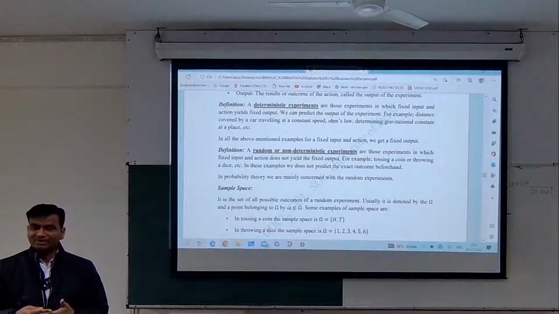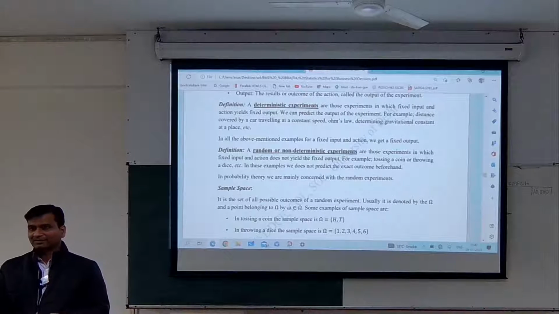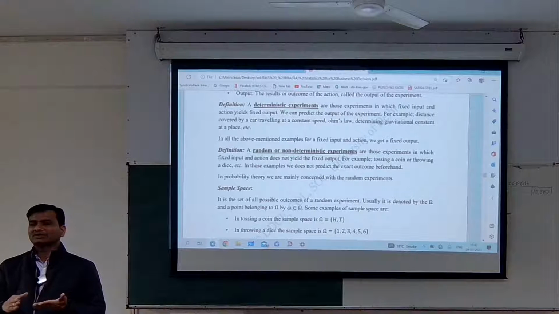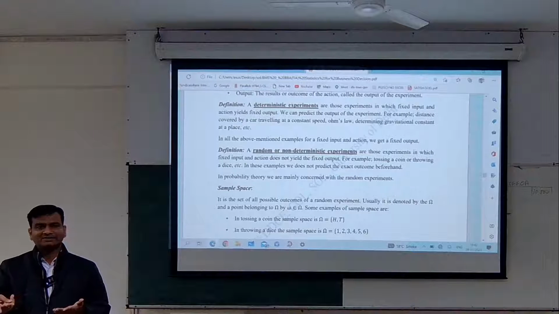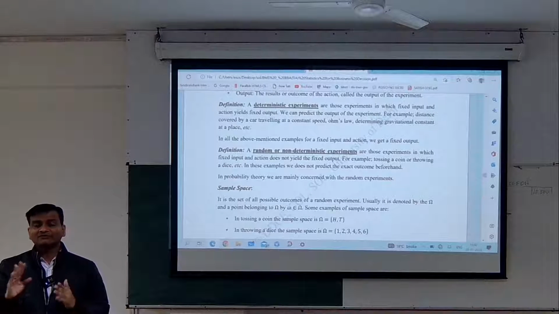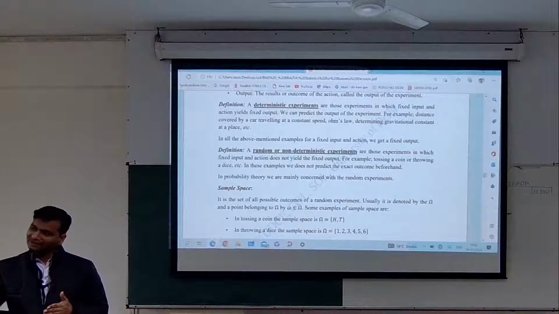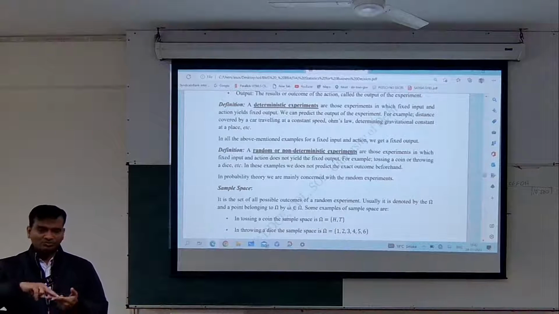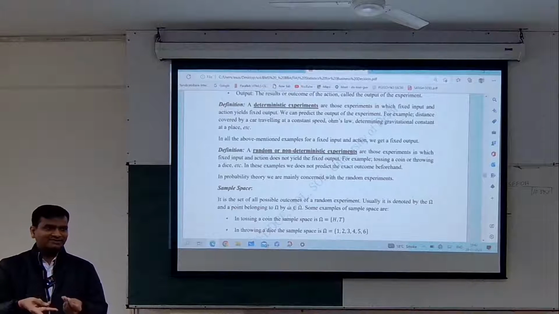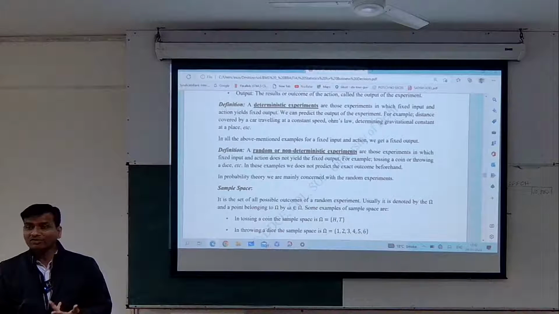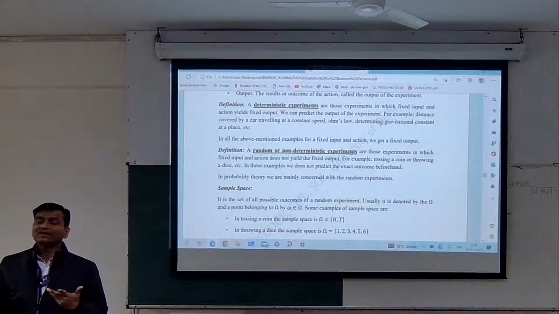tail. Similarly, if you toss two coins, what are the possible outcomes? They are both head, both tail, one head and one tail. So there can be four possibilities: head-head, tail-tail, tail-head, and head-tail, because with two coins you may have head on one and tail on the other, or vice versa. Similarly, if you toss three coins, there can be eight possibilities.